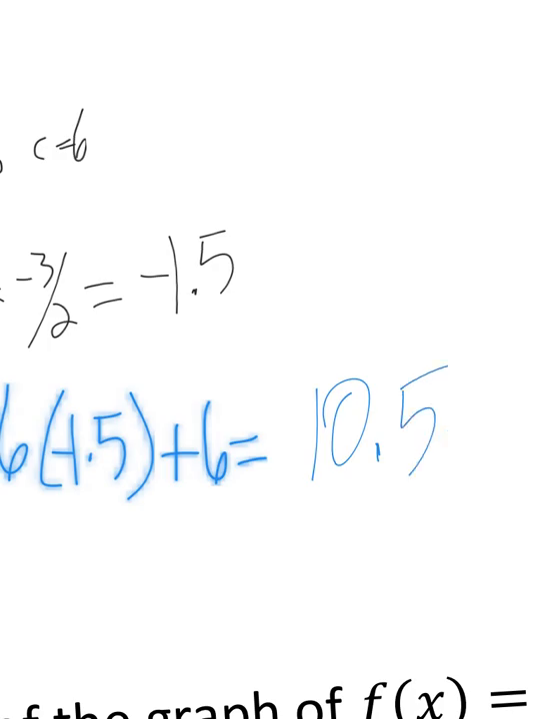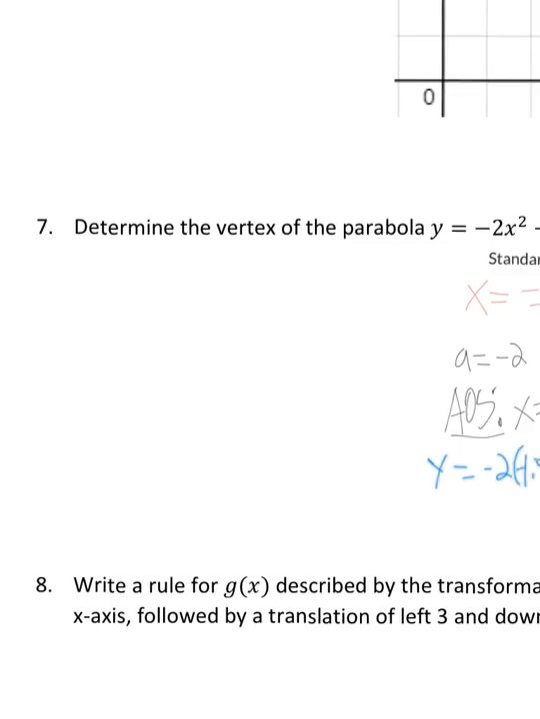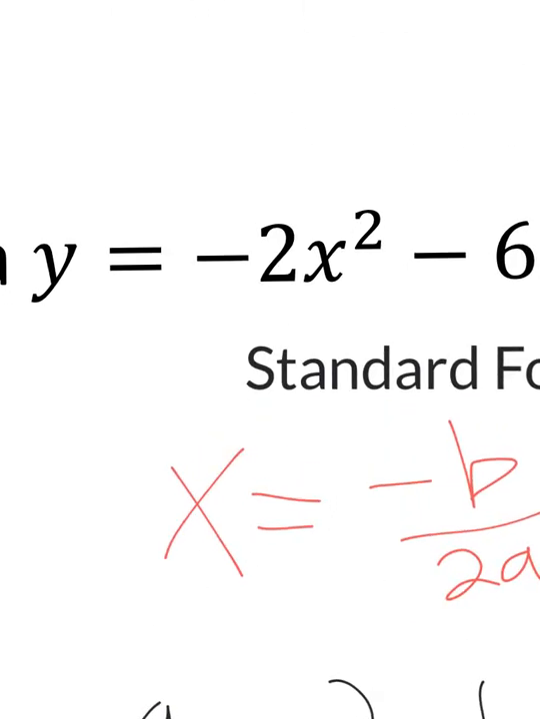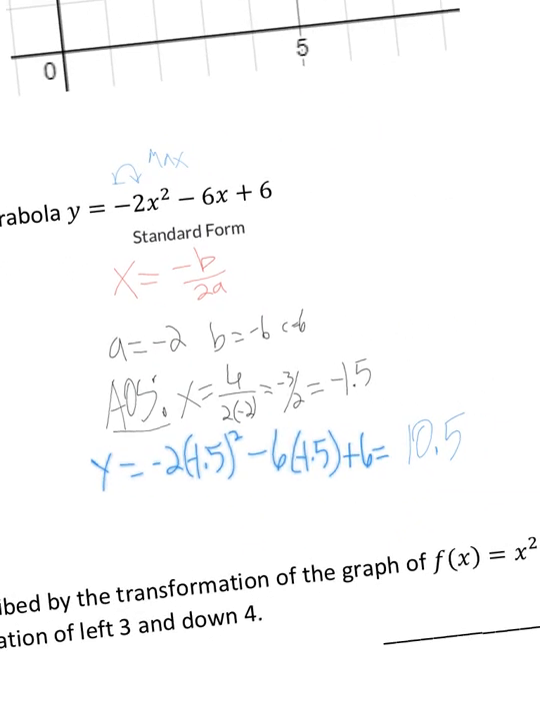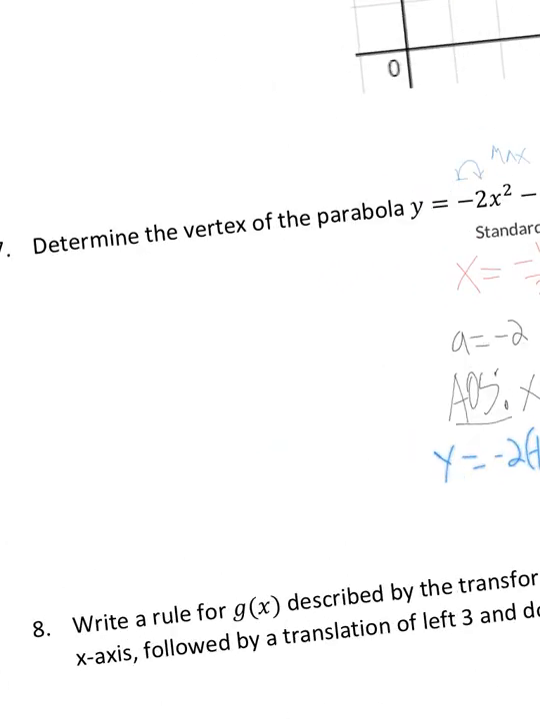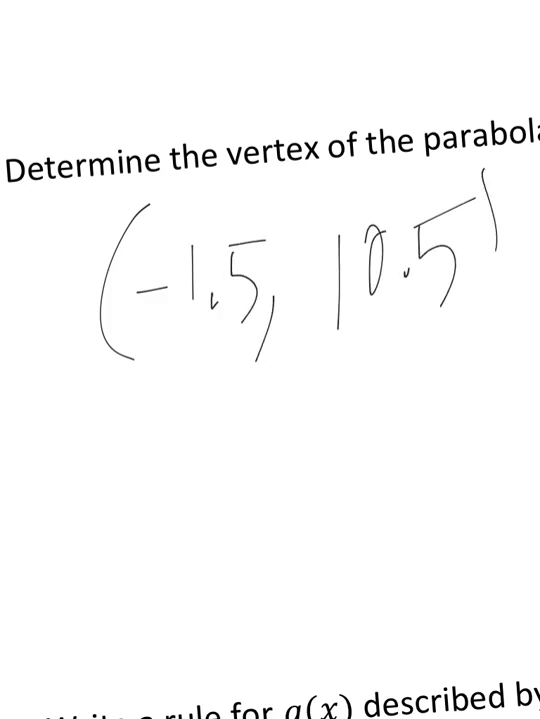Okay? So, just while we're on the topic, because there is a negative up front, that means the graph is going to open down, which means I'm going to have a maximum point. Okay, so just to point it out. But the question's asking us what the vertex is, and so we got negative 1.5 and 10.5. So just write that for your answer: negative 1.5, comma 10.5. There we go.